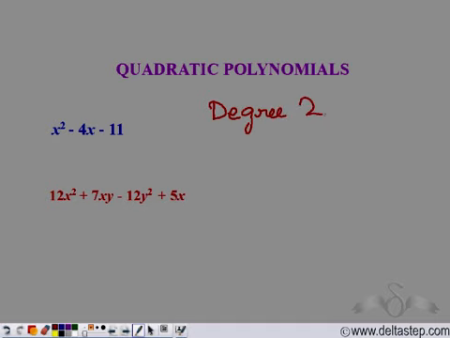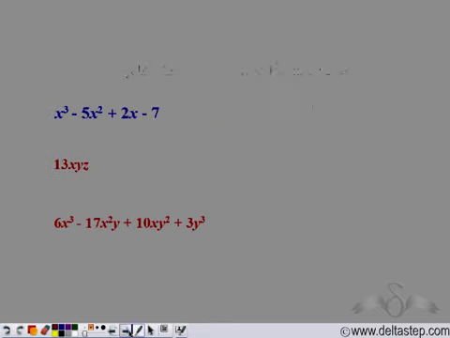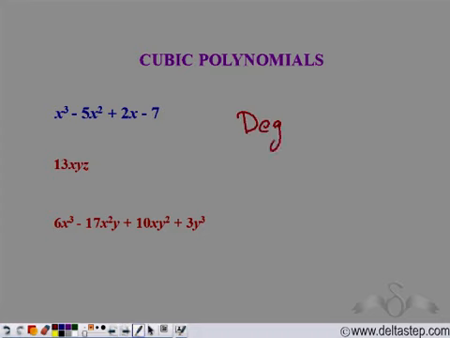Again, they can have any number of terms. They can have any number of variables. The degree of the polynomial has to be 2, and we call such polynomials quadratic polynomials. Now what about these polynomials? If you calculate the degree of these polynomials, you will find that the degree of each of these polynomials is 3. And such polynomials are called cubic polynomials. So the polynomials which have their degree as 3 are called cubic polynomials.